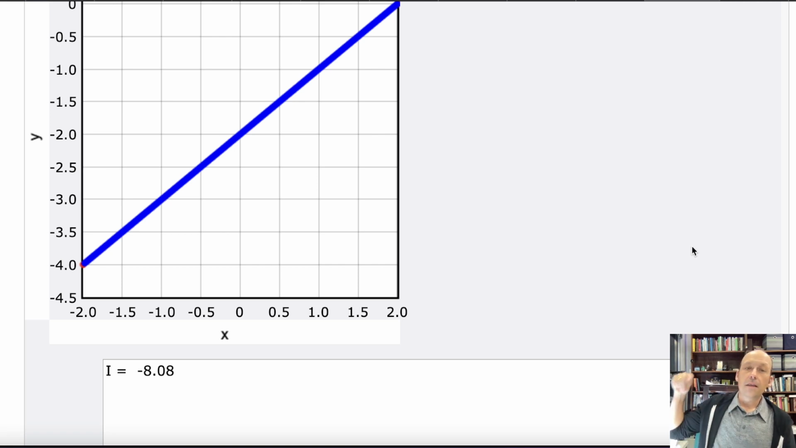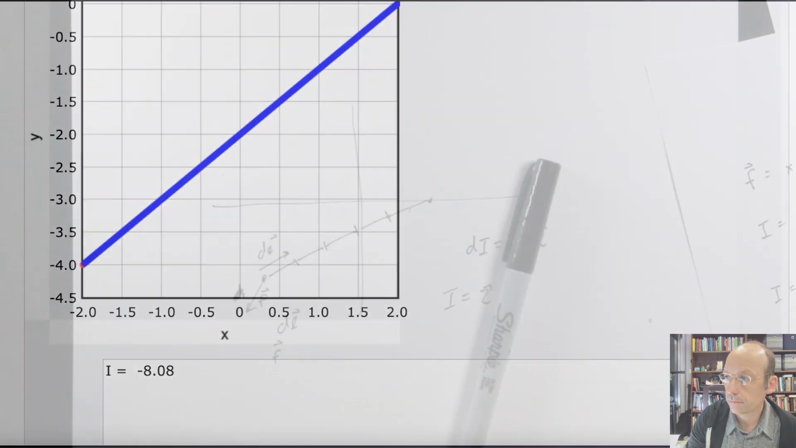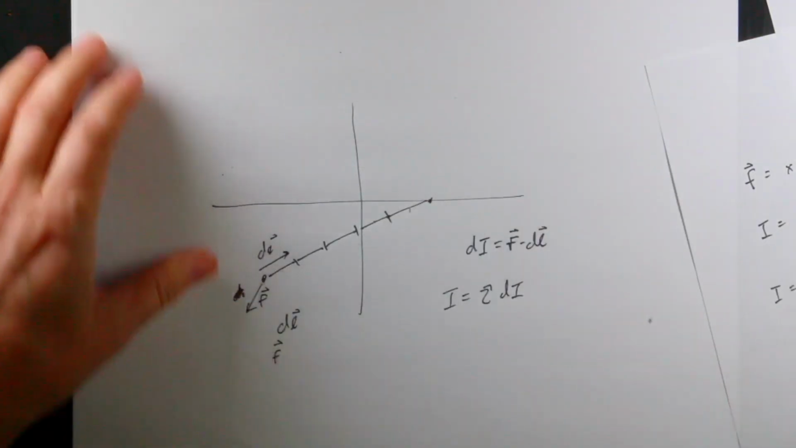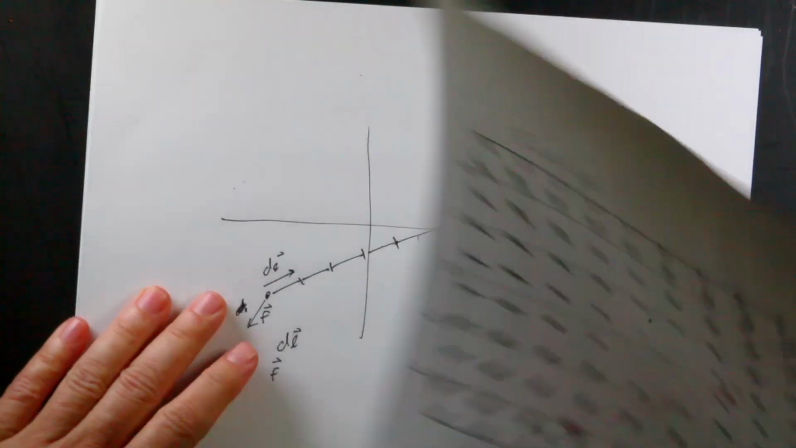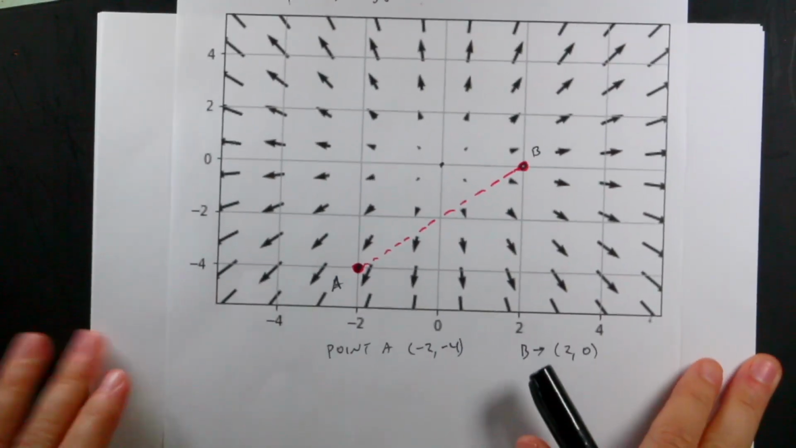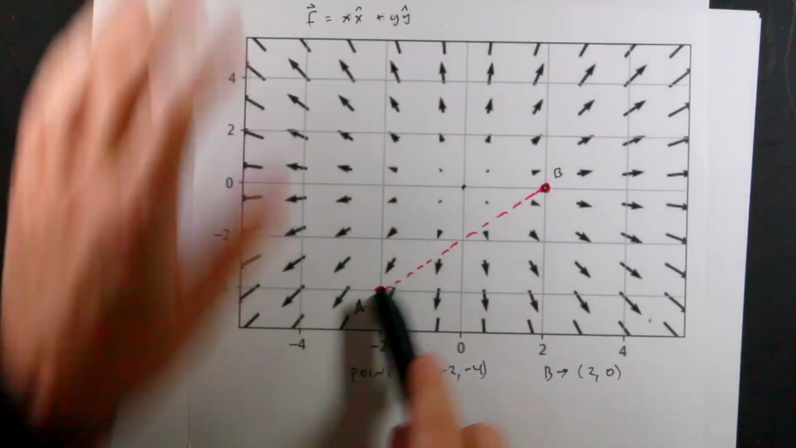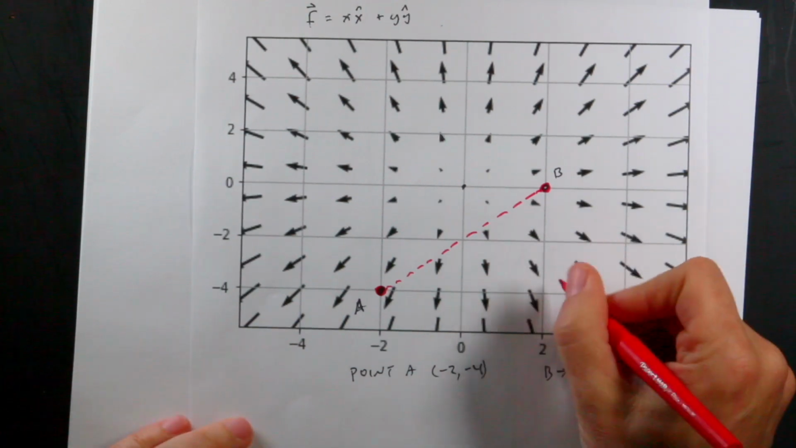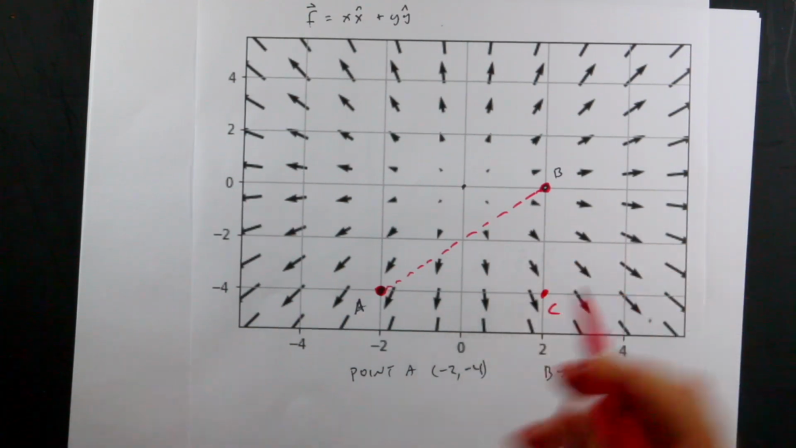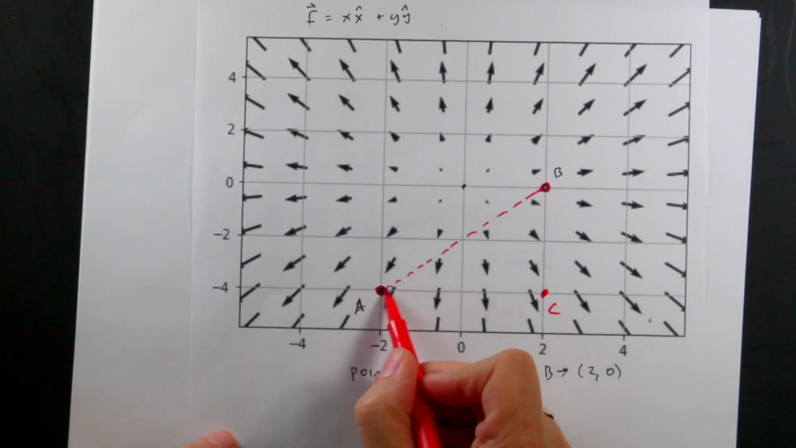Okay, let's go back to paper, and I want to integrate along a different path and see if I get the same thing. So instead of integrating from A to B, let's make a new point down here. I should do it in a color. Call that the point C. And I want to go along this path.